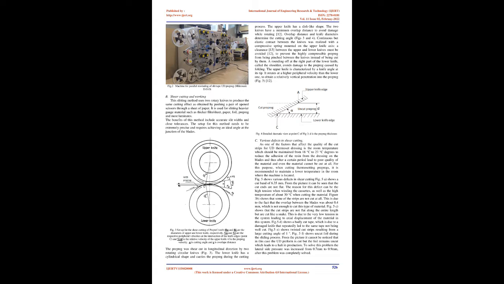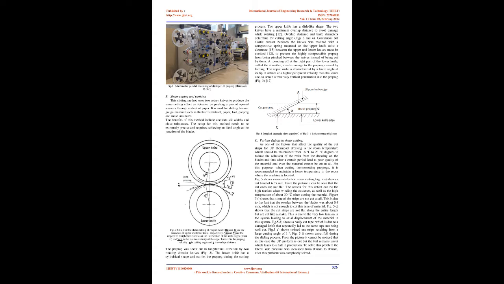In this study, samples were slit using equipment for slitting of prepreg, manufactured by Microsam d.o.o., RN Macedonia. The basic image of the process is presented in Fig 1 and Fig 2. This slitting method uses two rotary knives to produce the same cutting effect as obtained by pushing a pair of open scissors through a sheet of paper. It is used for slitting heavier gauge materials such as thicker film/sheet, paper, foil, prepreg and most laminates. The benefits of this method include accurate slit widths and close tolerances. The setup for this method needs to be extremely precise and requires achieving an ideal angle at the junction of the blades.